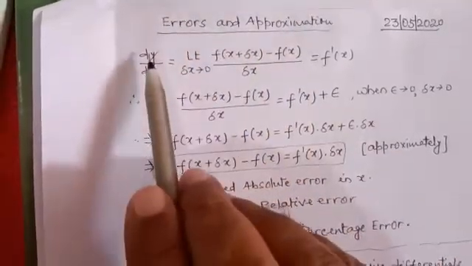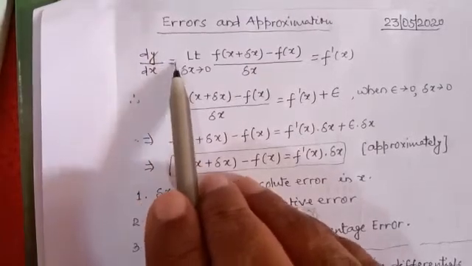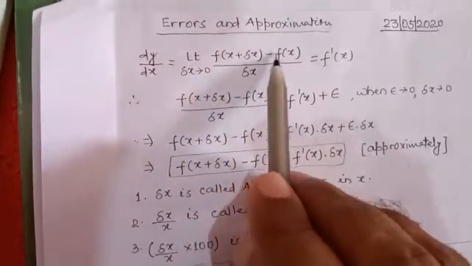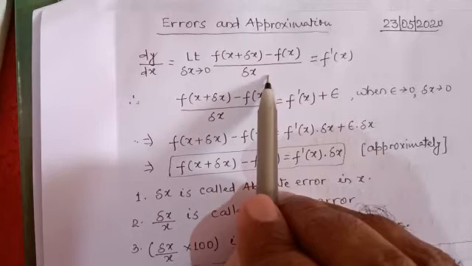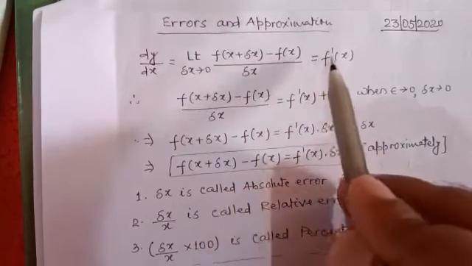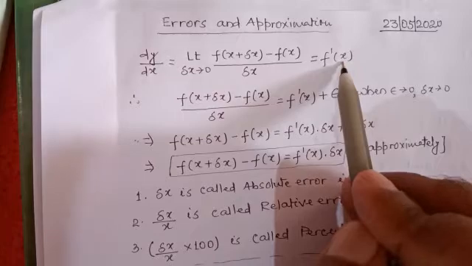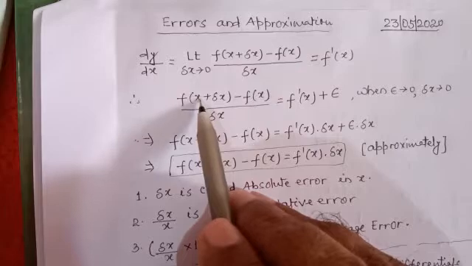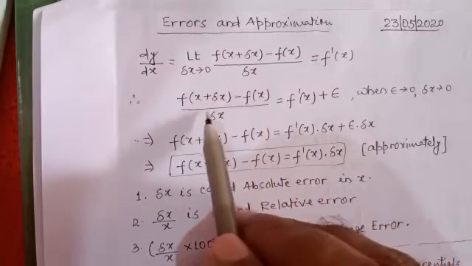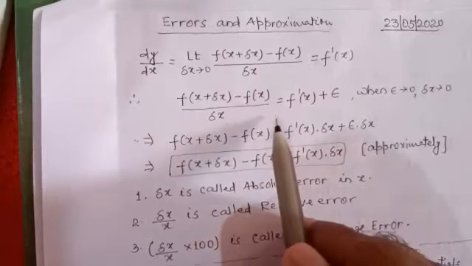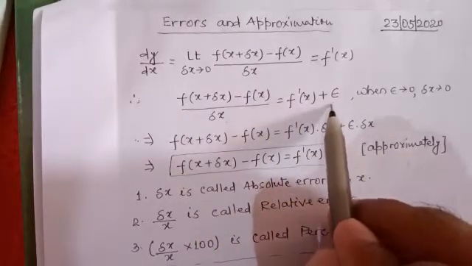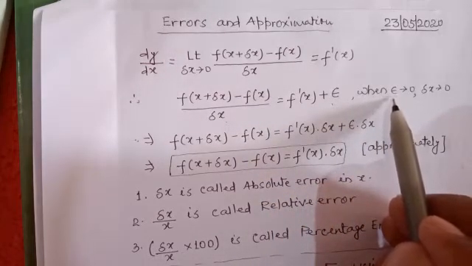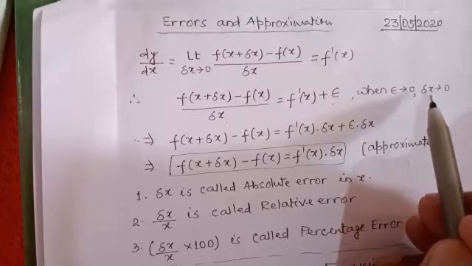Children, you know differentiation, that is dy by dx, is expressed as the limit as delta x tends to 0 of f(x plus delta x) minus f(x) divided by delta x, and we have also represented it as f dash x. So we may write [f(x plus delta x) minus f(x)] upon delta x is equal to f dash x plus epsilon, where epsilon is very small, means it tends to 0 when delta x tends to 0.